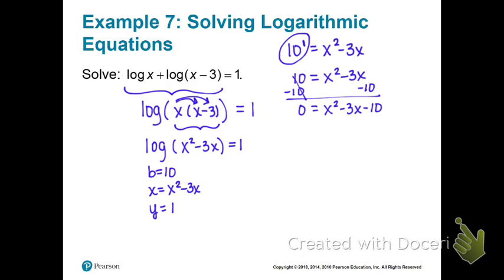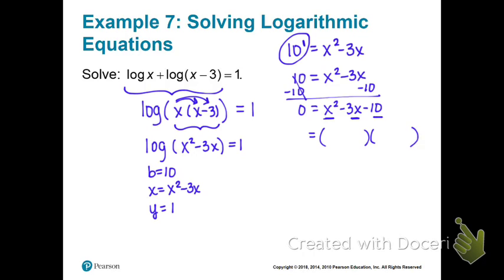Now, you remember your steps of factoring? What's our first step to factor? Greatest common factor. Does x squared, 3x, and 10 have a greatest common factor? No. What was our second step? Count the number of terms. How many terms are there? There's 3. So it's a trinomial, and we had 2 options, right? Simple or alien? Simple.